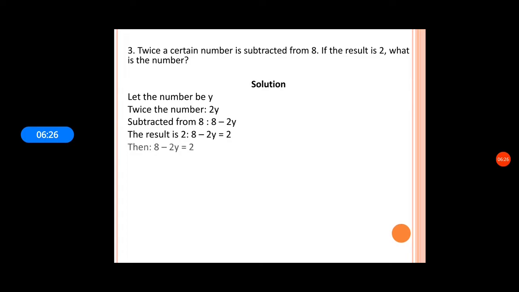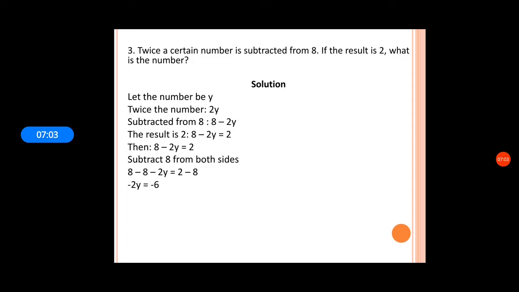Then let's solve it. Our equation is 8 minus 2y equals 2. We can subtract 8 from both sides because our 8 is positive, so we need to introduce a negative. So we have 8 minus 8 minus 2y equals 2 minus 8. 8 minus 8 gives us 0. 2 minus 8: you can see that 2 is smaller than 8, so it will definitely give us a negative answer. So we have minus 2y equals minus 6.